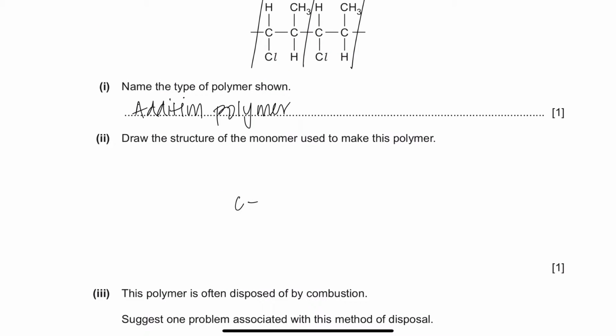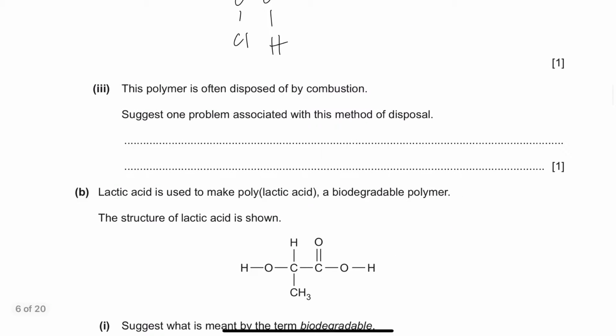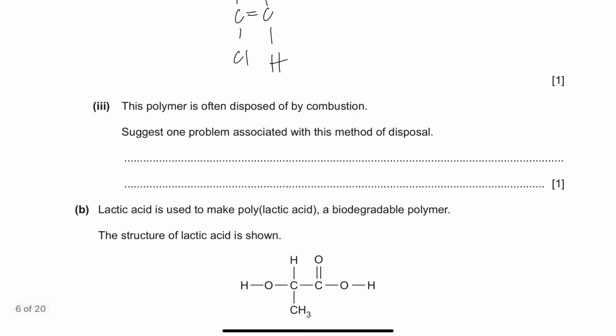So you make C bonded to C, and you make a double bond between them, bonded to the H, bonded to the Cl, bonded to the CH3, and bonded to the H. So that's the monomer, everybody, right? Moving on, it says the polymer is often disposed of by combustion.